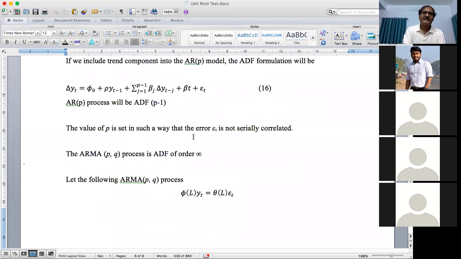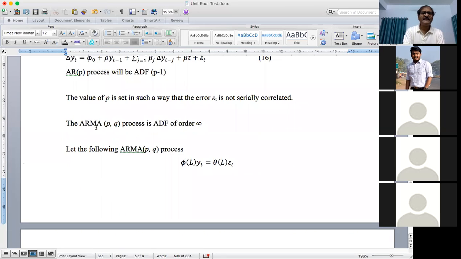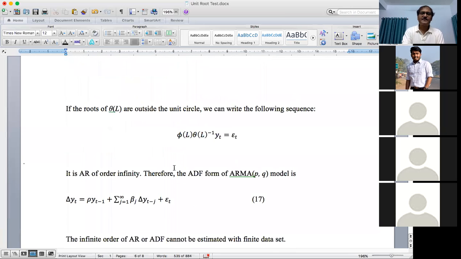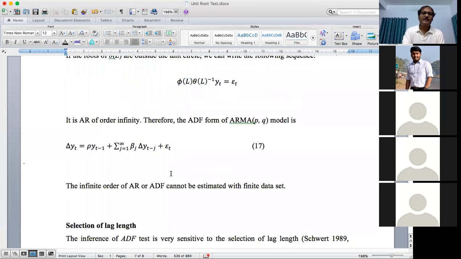We can extend further by considering the ARMA PQ model. And you know the ARMA PQ process can be expressed as autoregressive of order infinity, like this. Autoregressive of order infinity, so it would be augmented form in this way. This is AR1 with an infinite number of augmented terms. And obviously it is difficult to estimate in reality, but we can estimate this model after some adjustment.